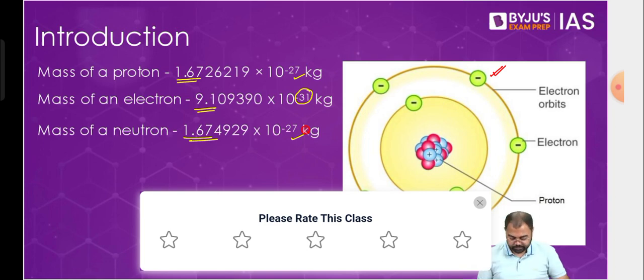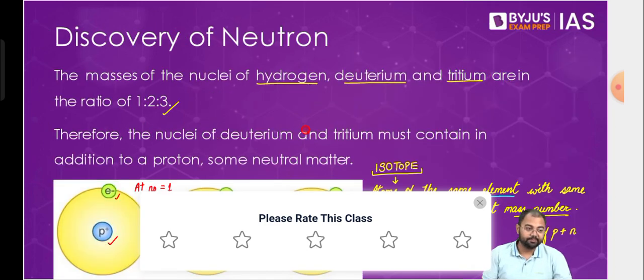Right? Pretty much equal to the mass of a proton. So this is where the discovery of the neutron happened: apart from electrons and protons, there must be another particle which has a mass almost equal to a proton but does not carry any charge. Since it does not carry any charge, it became a neutron, derived from neutral. And James Chadwick was awarded a Nobel Prize for this discovery of the neutron.